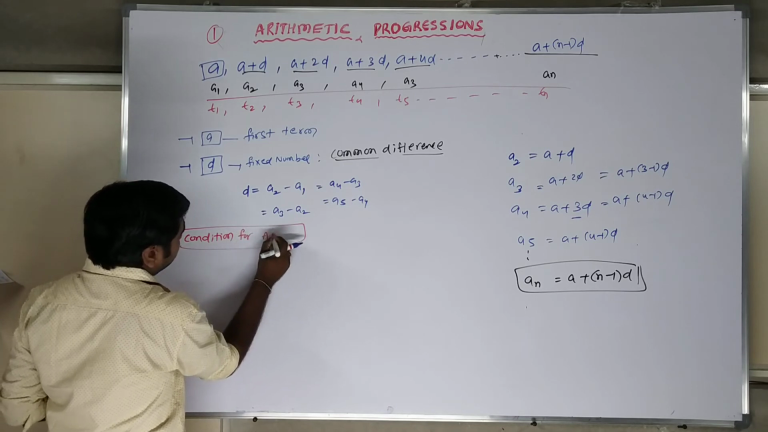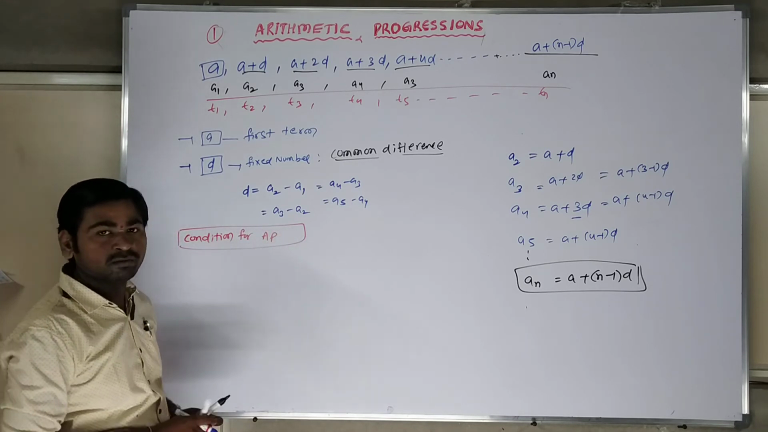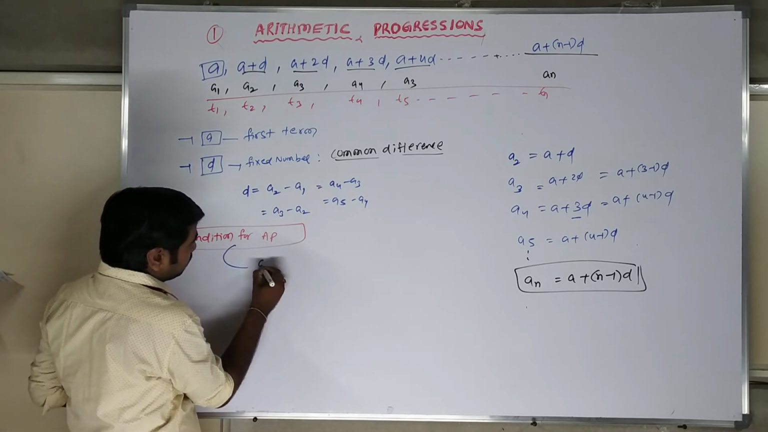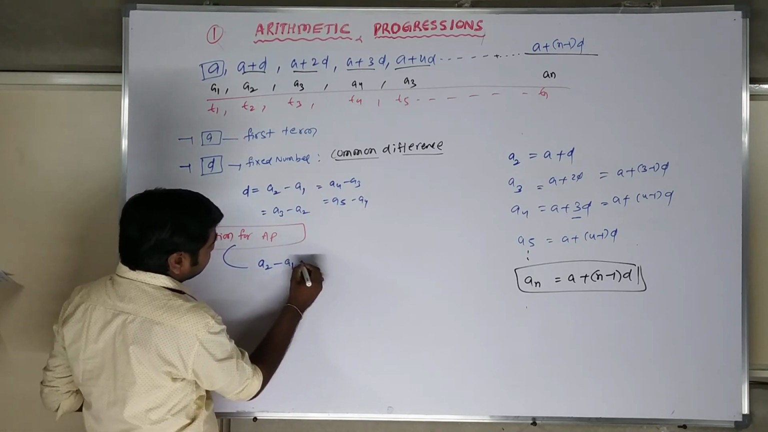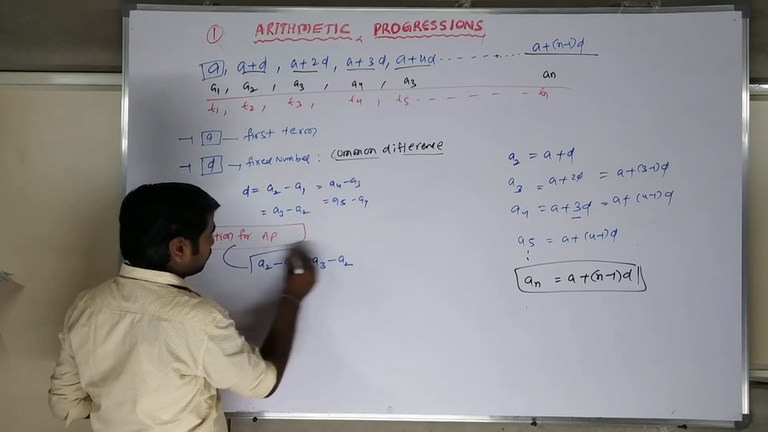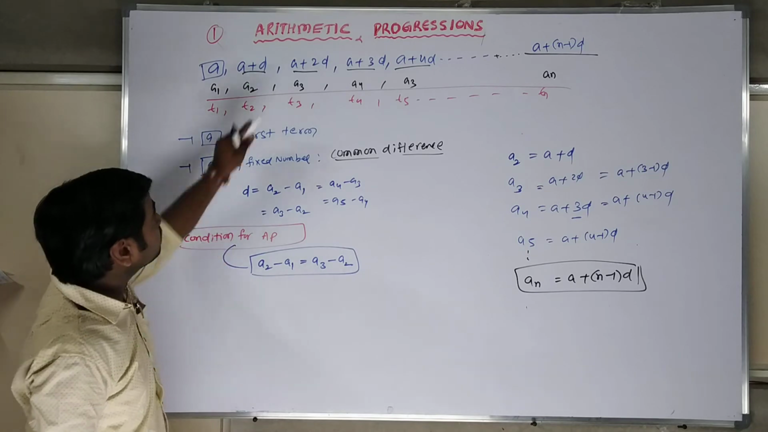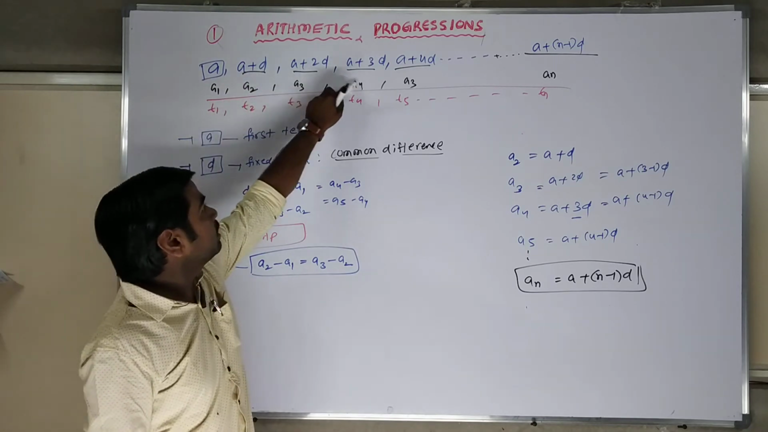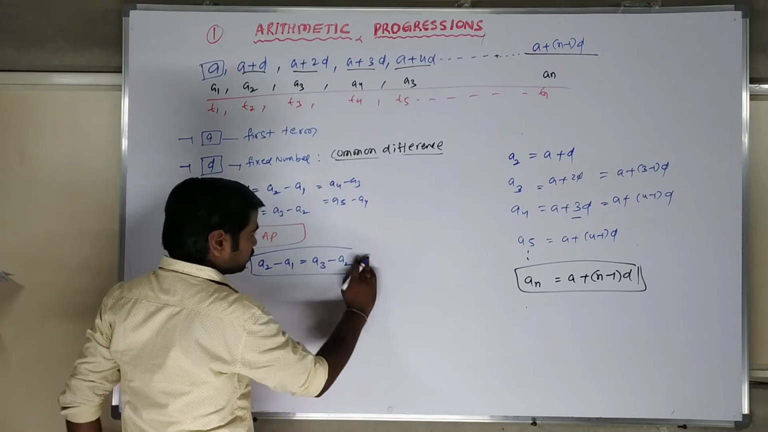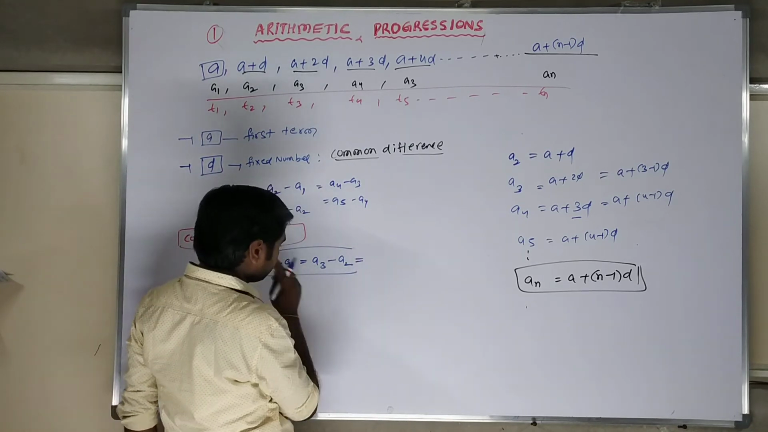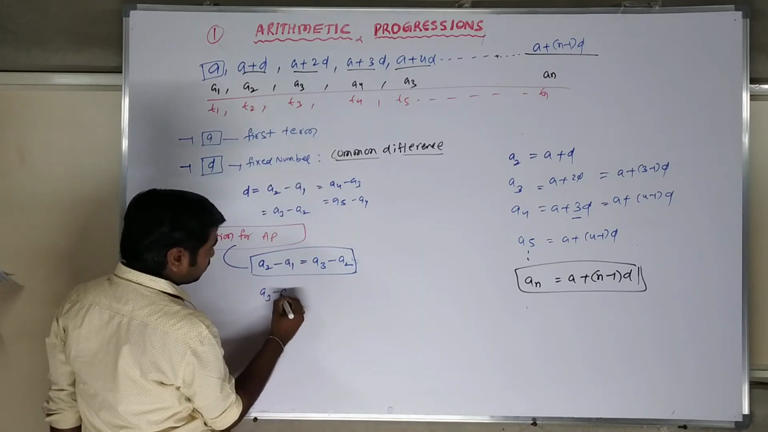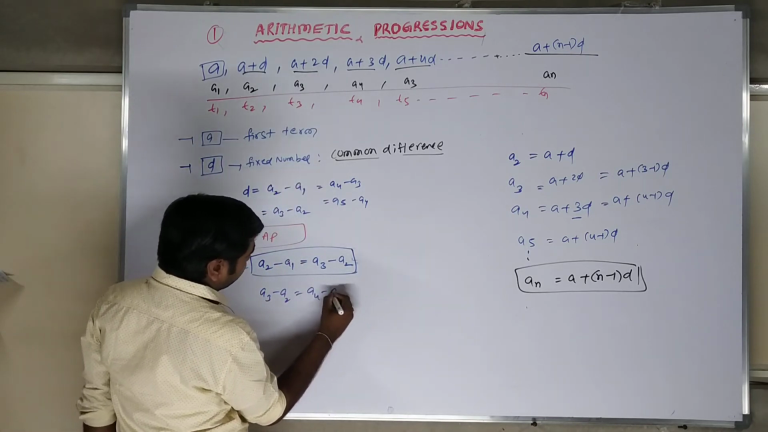The condition for an AP: to check whether the given sequence is in AP or not, we have a condition. The condition is A2 minus A1 is equal to A3 minus A2. It means the difference between these terms must be the same, and not only for these, it should hold for any consecutive terms. Next, T3 minus T2 is the condition, or you can say A3 minus A2 equals A4 minus A3 also.